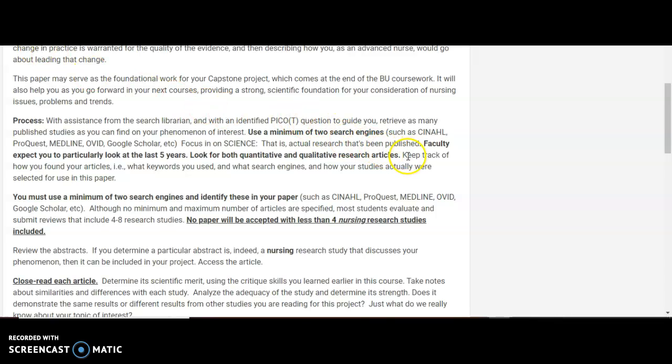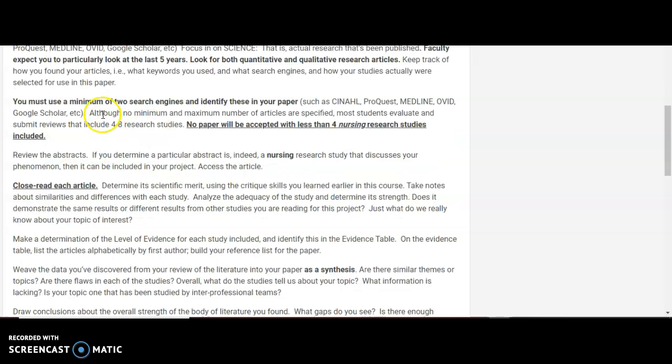The other important thing is to keep track of how you found your articles, what keywords you used, and what search engines, because this is going to be part of your paper. And the other thing to keep in mind is that although no minimum and maximum number of articles are specified, we do require that you have at least 4 nursing research studies included. And if you don't have at least 4, I can't accept your paper.